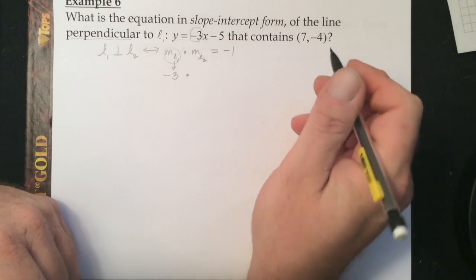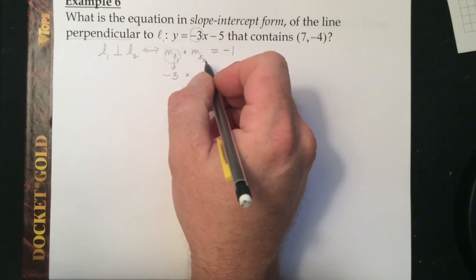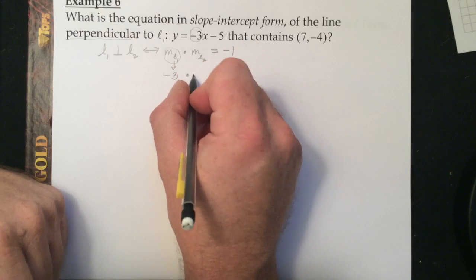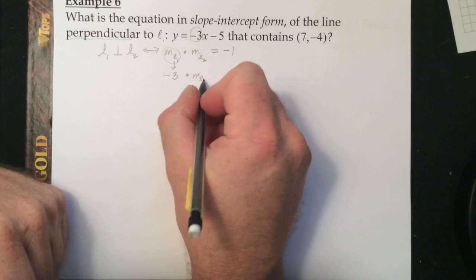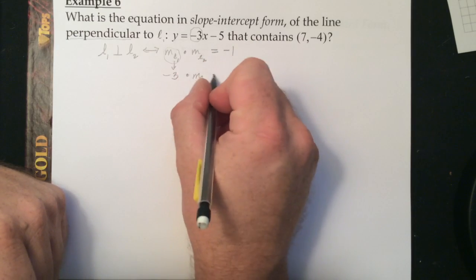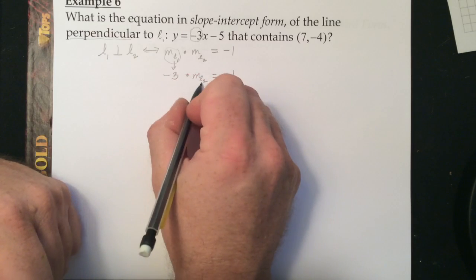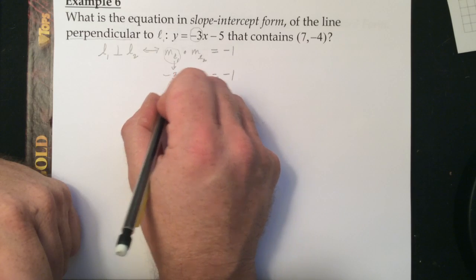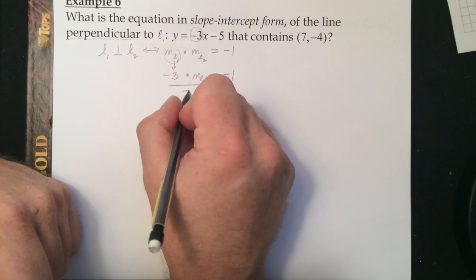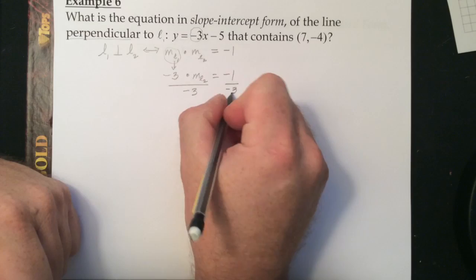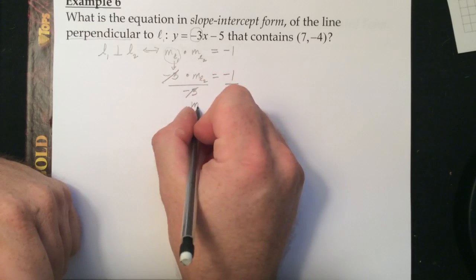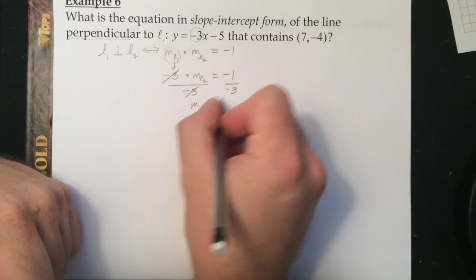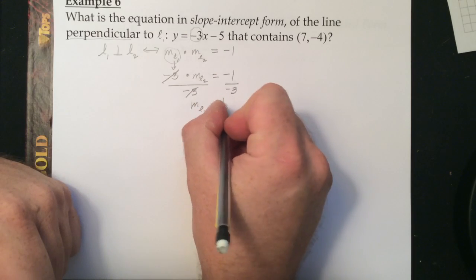Times, we need the slope of our second line because they asked us to write an equation for it. So this is our variable, m sub l sub 2. This whole thing is a variable, equals -1. Now we solve for the slope of line 2. Since -3 is being multiplied with it, divide both sides by -3. Those divide out, and the slope of line 2 is equal to +1/3.